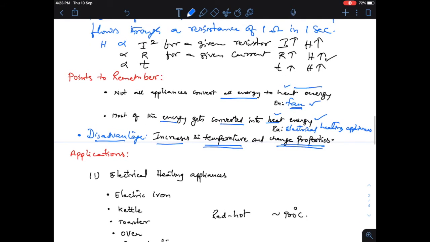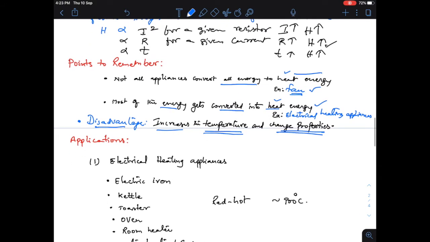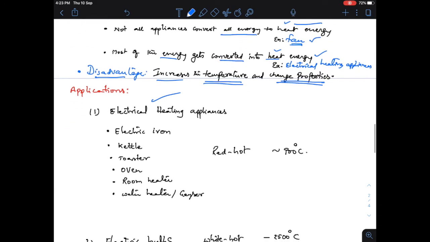Now let us see practical applications of heating effect of electric current. I will be discussing 3 of them. So number 1, electrical heating appliances. Now, what do I mean by electrical heating appliances? We know most of the heating appliances like electric iron, kettle, toaster, electric oven, room heater, water heater, for example, immersion coil or geyser. So, all these are different heating appliances that we often use in our homes.